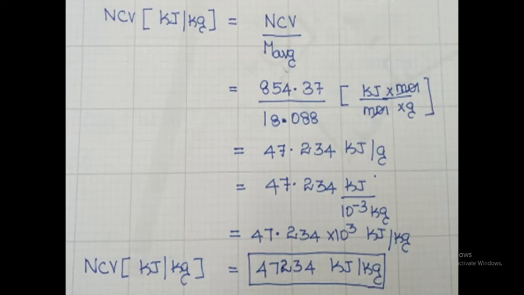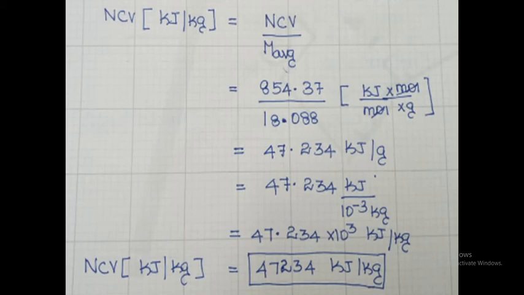Okay. So we want kilojoule per kg. What do you do here? Gram is converted into kg. 1 gram is equal to 10 to the power of minus 3 kg. Are you clear on that? Okay. So 10 to the power of minus 3 goes to the numerator. Finally we get 47.234 into 10 to the power of 3 kilojoule per kg. Are you clear on that? Okay. So the net calorific value in terms of kilojoule per kg is 47234. Are you clear on that? Okay.